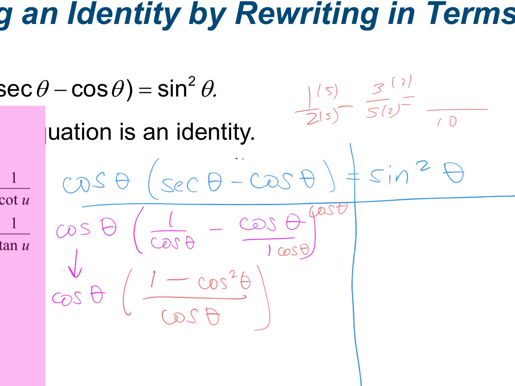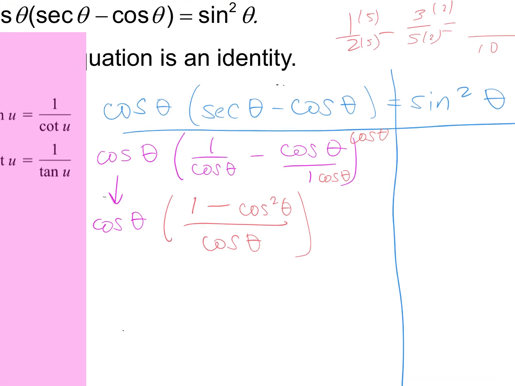How come you put 1 over cosine theta, and then you put cosine theta over 1? Because that second cosine theta, I just put it over 1 so I could see it better. So you don't have to, you can just leave it like that.